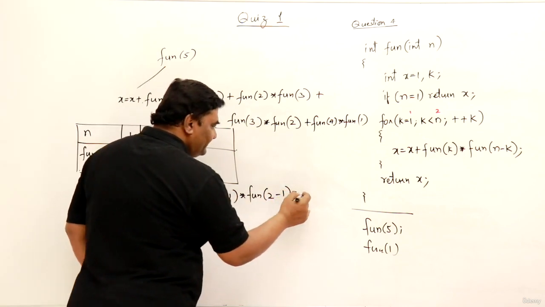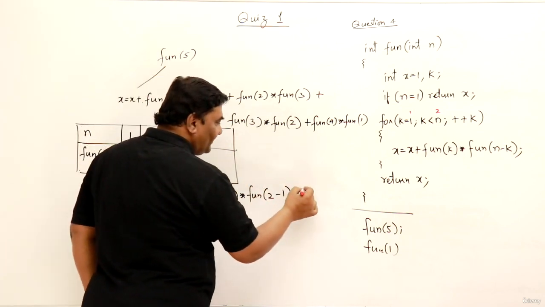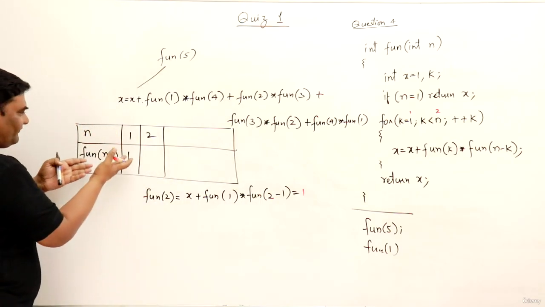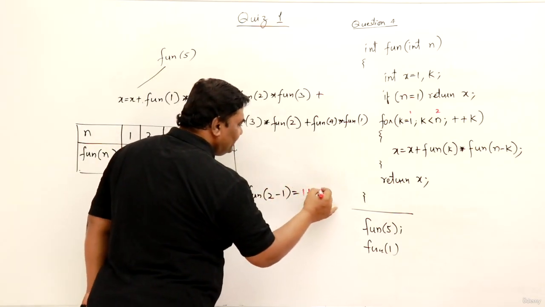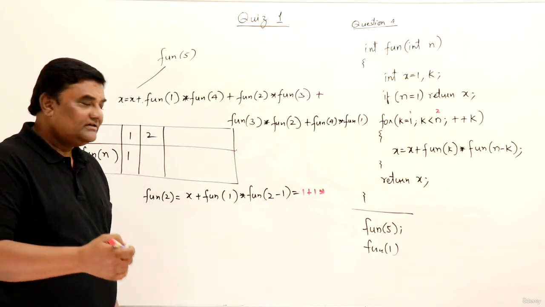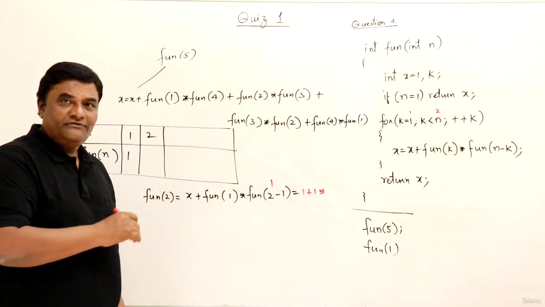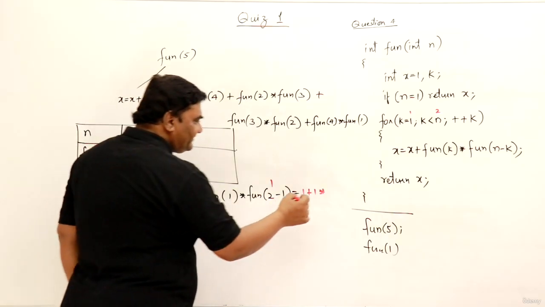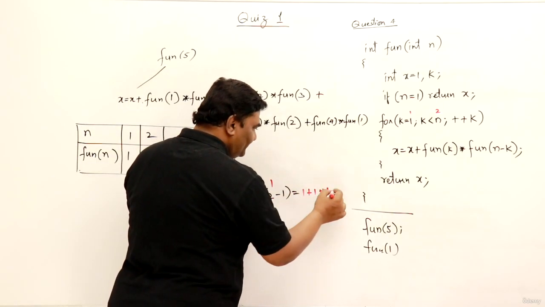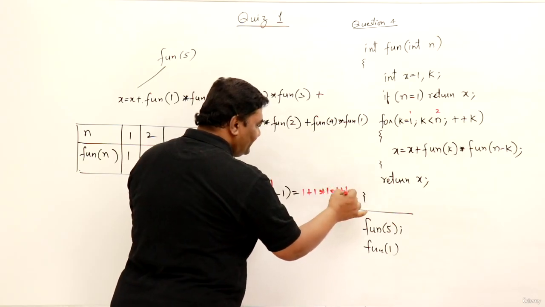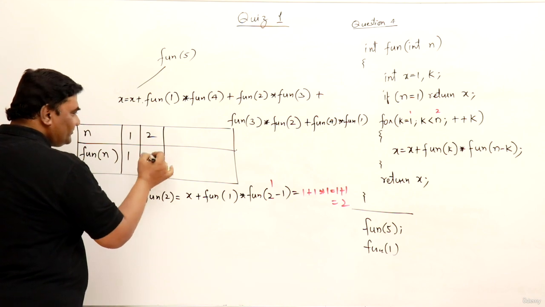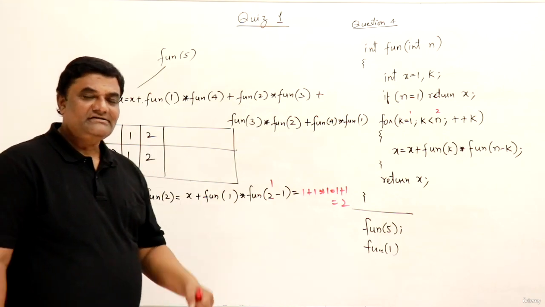So how much is it? x is 1. Fun of 1, here we already know fun of 1 is 1. Take it as 1 into fun of 2 minus 1. 2 minus 1 is 1. Oh, this is again fun of 1. Already we know it, it is 1. So this is 1 plus 1 into 1. 1 plus 1 is 2. Yes, fun of 2 is 2. So we got the result.